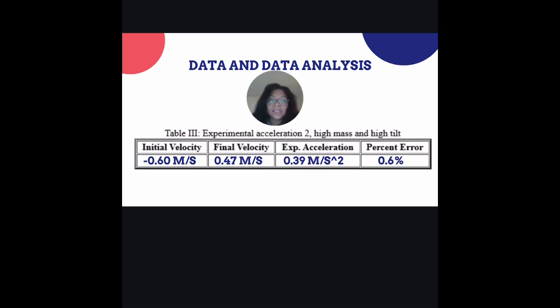And then this is our table 3, our experimental acceleration 2, with the high mass and high tilt. So it's still a high tilt, and now it has a high mass as well because we added the weights to the sides.